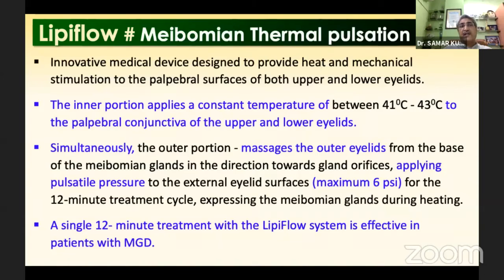So that is the LipiView system. LipiFlow is actually the treatment part. It is a combo machine: LipiView shows you the defect and LipiFlow treats it. It gives thermal and mechanical stimulation at the same time for all four lids. The temperature is between 41 and 43 degrees Celsius, and the massage from the outer lid gives a pulsatile pressure of 6 psi. The cycle is 12 minutes, and a single 12-minute treatment is effective for MGD patients. The whole procedure takes about 20 minutes to fit and seat the patient.